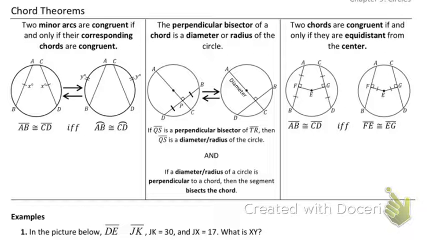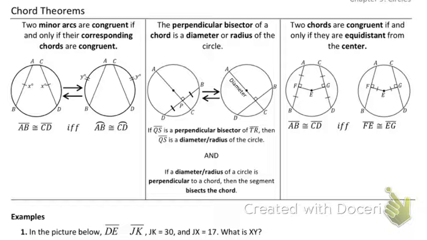So the first thing we're going to look at is, if you ever see two chords are the exact same length, the arcs they subtend are also equal to each other. So this distance from C to D is the same in the chord and in the arcs. And notice how my arrows go both directions. That makes an if and only if.